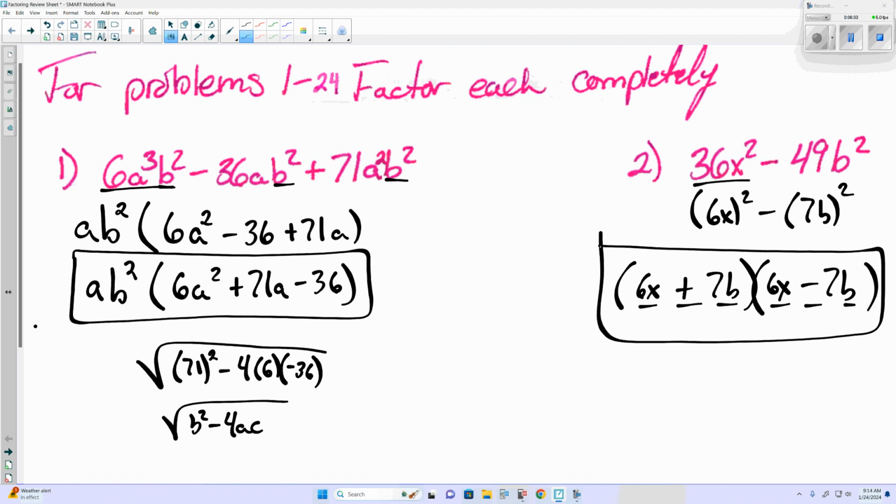Question on number 2. I know I went a little quick through that, but questions on this? And again, this is just following our a squared minus b squared is equal to a plus b times a minus b. In our case here, a is 6x, b is 7b, and we're just plugging into the given formula. Does that make sense? We ready to look at number 2?